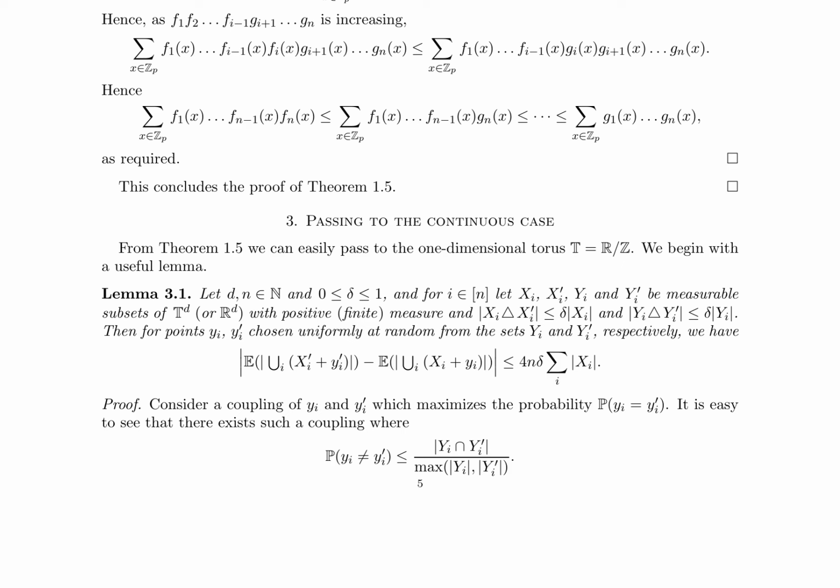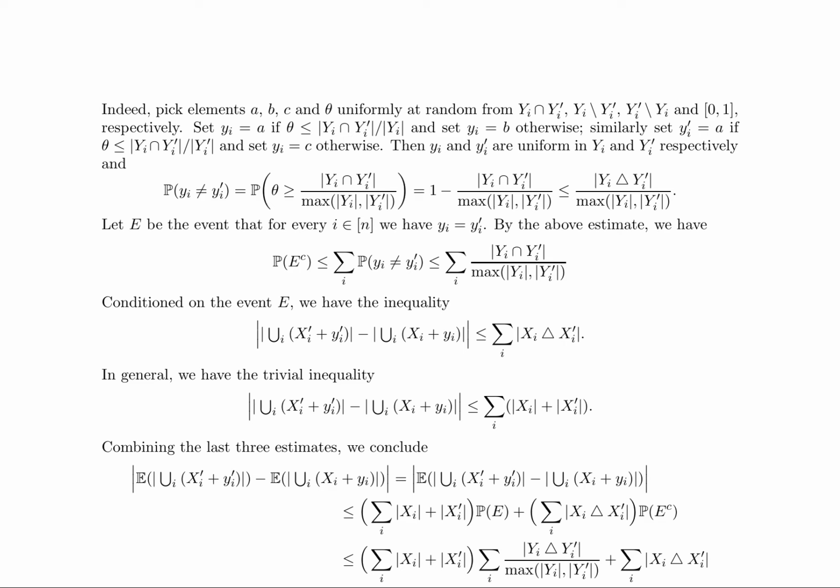The passage also touches on the continuous case, mentioning a lemma that deals with measurable subsets and their properties in the context of random sampling. The authors introduce a probabilistic construction to analyze the difference in expectations of two quantities. They define random variables y and y' uniformly distributed in Y and Y' respectively, and consider the event E where y_i equals y'_i for all i in n.